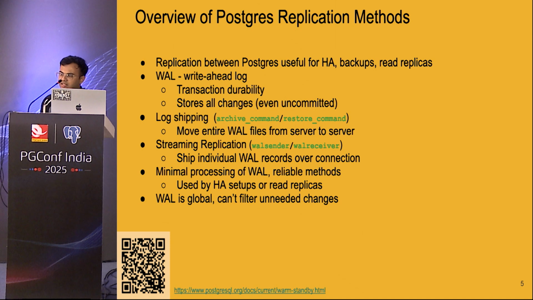Both these methods don't really process the WAL, they just send bits of write ahead log from source to destination. So they're pretty reliable methods. And if you use an RDS read replica or an HA setup in any cloud provider, they'll end up using either log shipping or streaming replication for achieving that. But one downside of the write ahead log is that it's a global entity. Every change in any database would be in the WAL, so you can't really filter what I want to move. I can only move everything to my target Postgres database.